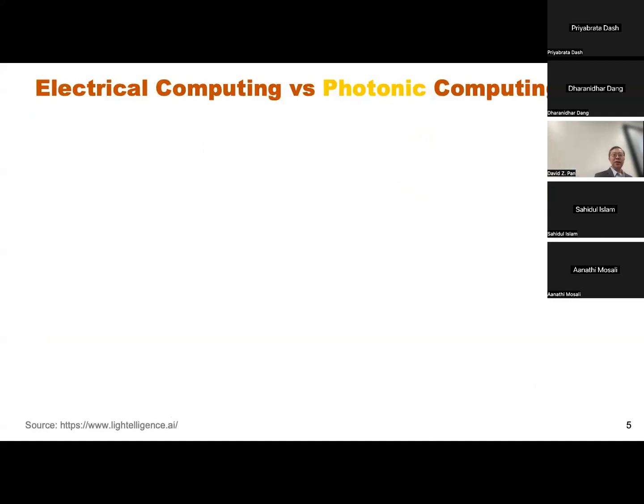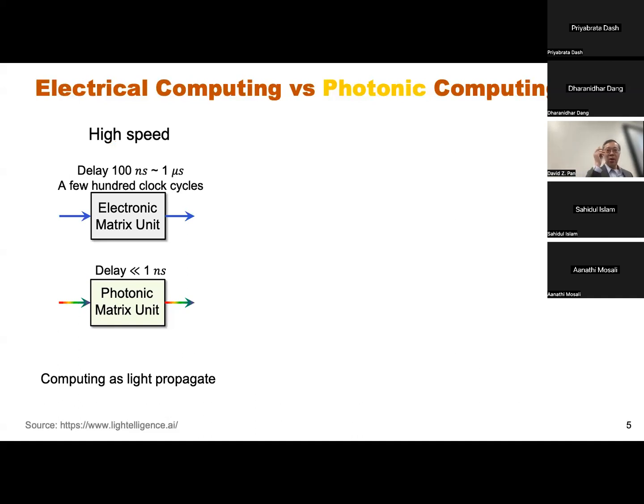So, in terms of electrical computing versus photonic computing, we know that the speed of light is the fastest; there's a physics limit there. Because of this, photonic devices can do some really nice things. You can do computing indeed, although currently most computing is still done by transistors, to do AND and NOR gates and stuff like that.